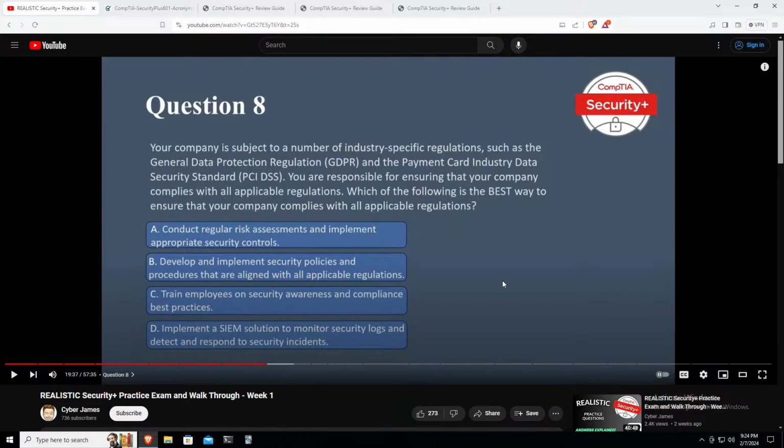that are aligned with all the applicable regulations. If those policies align, then your organization aligns, and therefore the technologies under those policies will also align, along with the people working with those technologies. So the organization at large needs to align. So B, I think, is the correct answer here. Let's see.